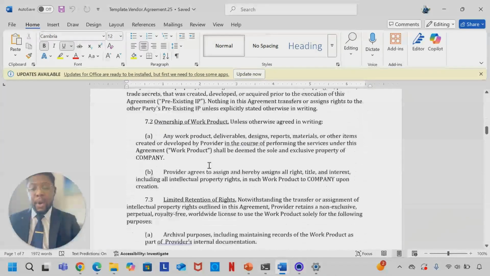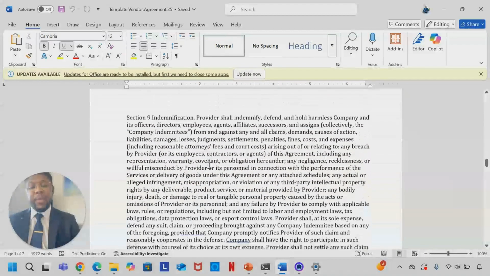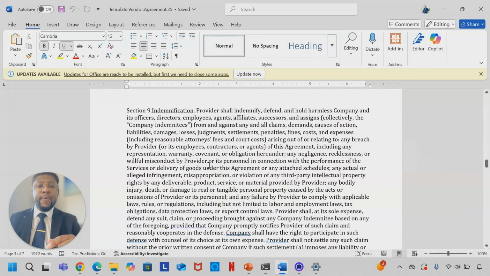Again, the most important part is the indemnification section. In the indemnification section, it will make sure that should the other party have an issue while performing services on your behalf and someone else sues, and it's not your fault, they will step in and they will protect you. They will take on that lawsuit and make sure that you are not liable for the result of their actions.